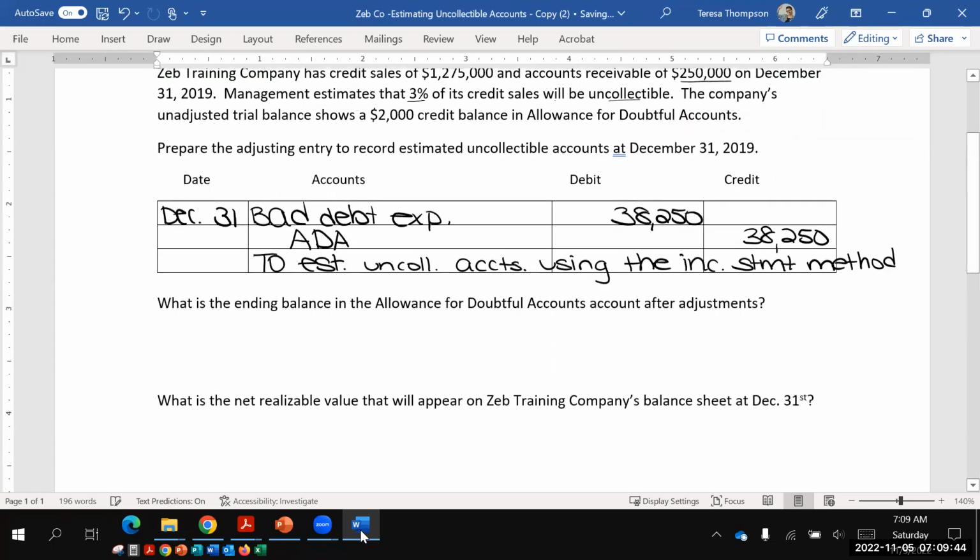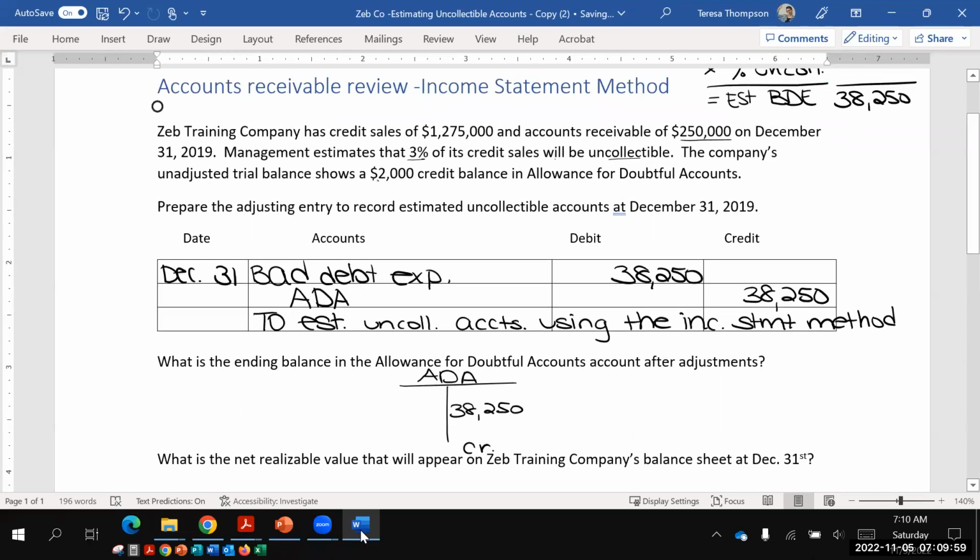The next one says, what's the ending balance going to be in ADA after your adjusting entry? Well, we know that we credited ADA for $38,250. Was there a beginning balance? There is on the credit side. So that means we end with $40,250. Okay, so while we may not care about the beginning balance for the estimate, right? We didn't consider that for the estimate. If they ask us what the ending balance is in the account, of course we have to consider that.